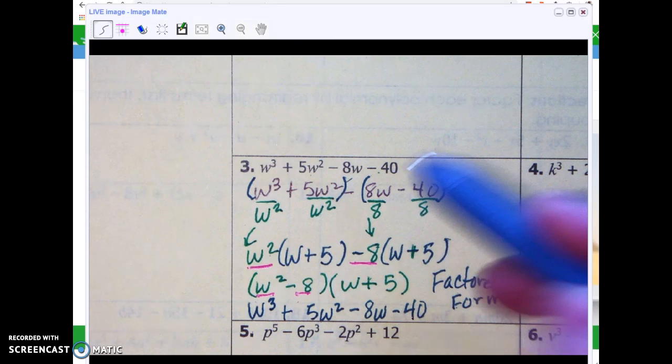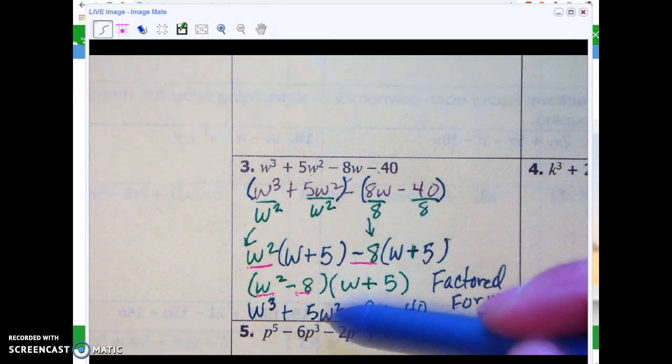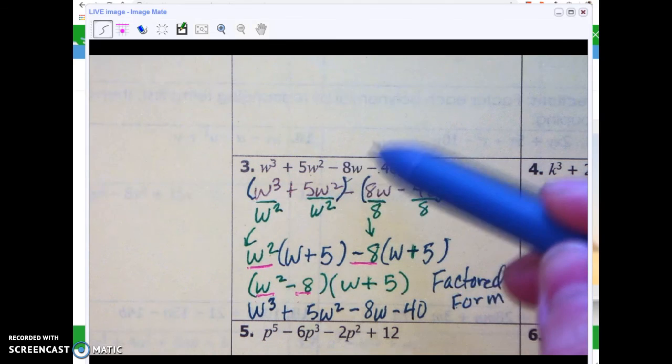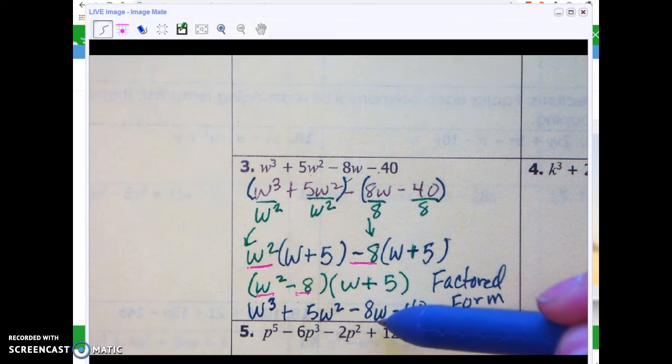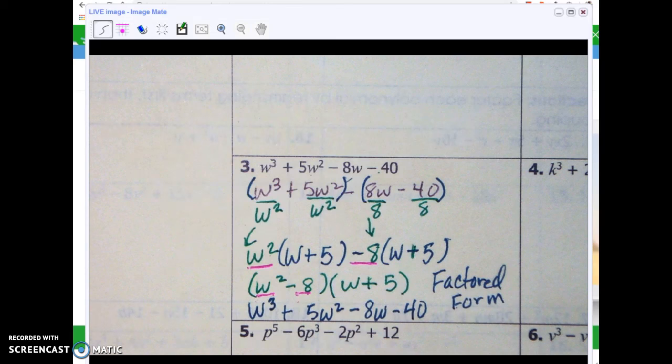Exactly, number for number, the same. Positive 5w squared, minus 8w, minus 40. And then I can check it off. They match. So that's how I know I did it right.